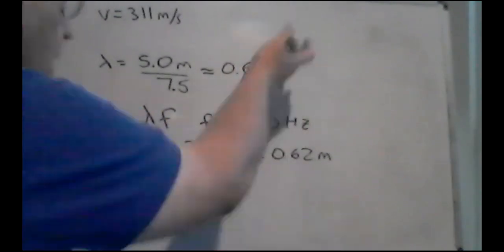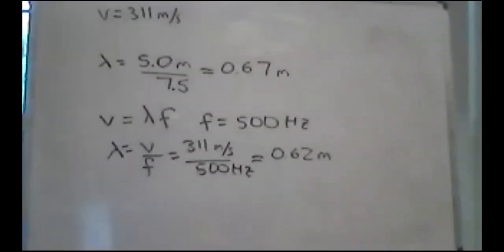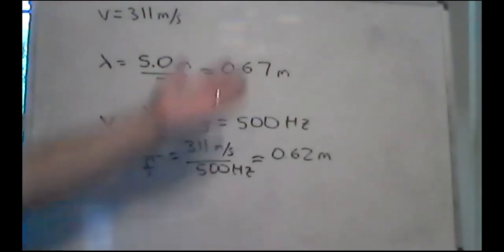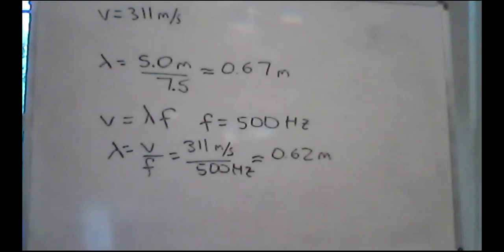But you can kind of see how crude this experiment is. If you were to ask what the wavelength was, I'd say it's somewhere between 0.6 meters and 0.7 meters. I don't know it any better than that. This is a very crude experiment, but it's about 0.6 to around 0.7 meters. That would be what I would say from this experiment, that my wavelength would be somewhere in that neighborhood.